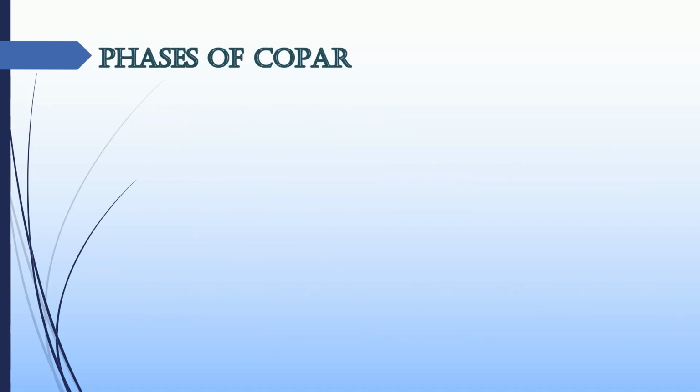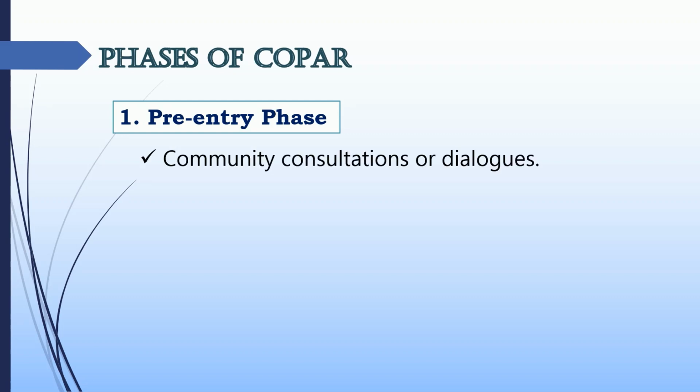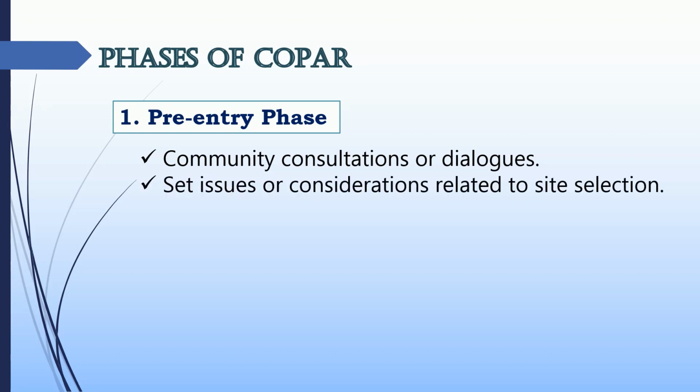Let's now proceed to the phases of COPAR and the main activities in each phase. First, we have the pre-entry phase. The activities in this phase are done before interacting with the community people. During this phase, we will conduct community consultations or dialogues. We also set issues or considerations related to site selection. In this activity, we develop criteria for site selection.